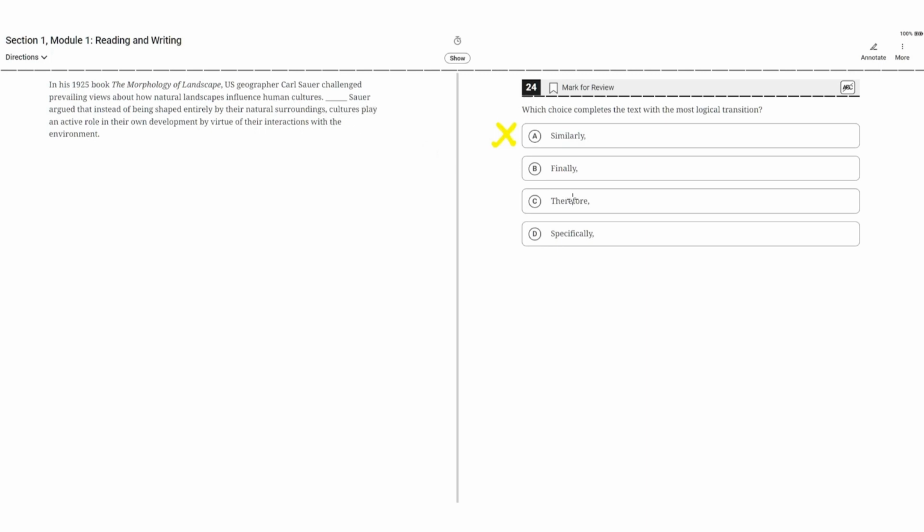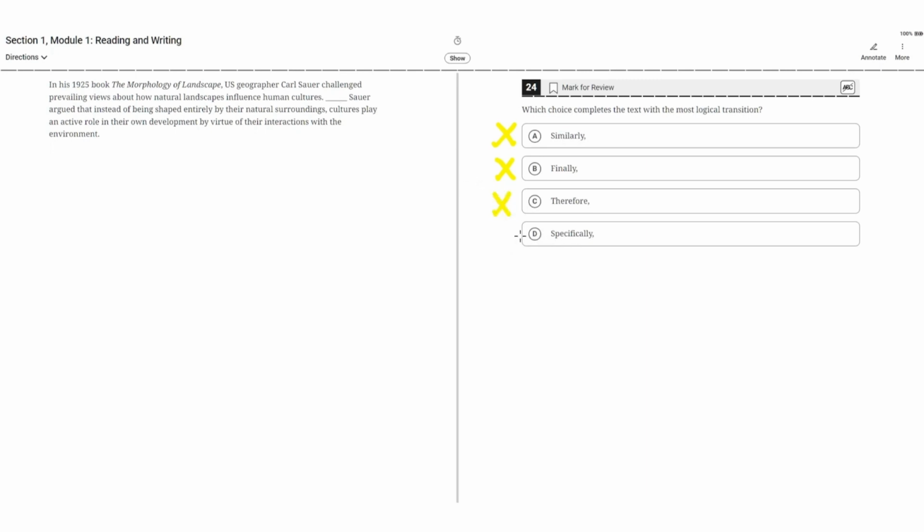in the first sentence. B. Finally. Finally would imply that the second sentence is like a last step, but we don't know whether it is, so finally wouldn't make sense here. C. Therefore. Therefore would imply that the second sentence is a result of the first sentence, but it's not. The second sentence goes into the specifics of the first sentence.